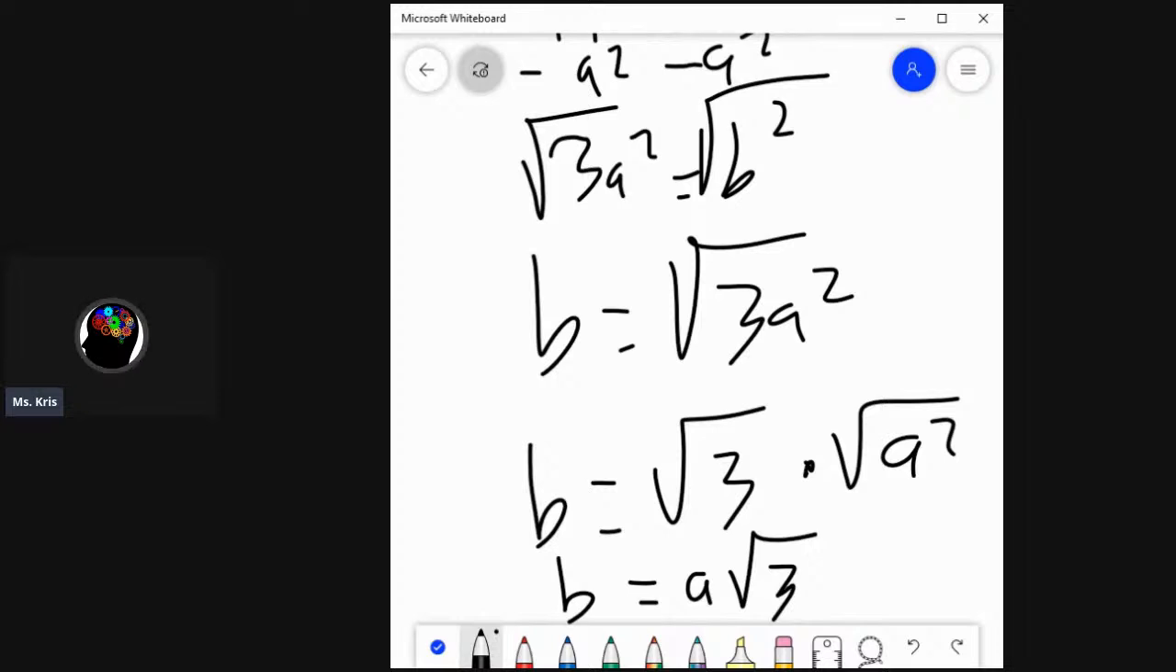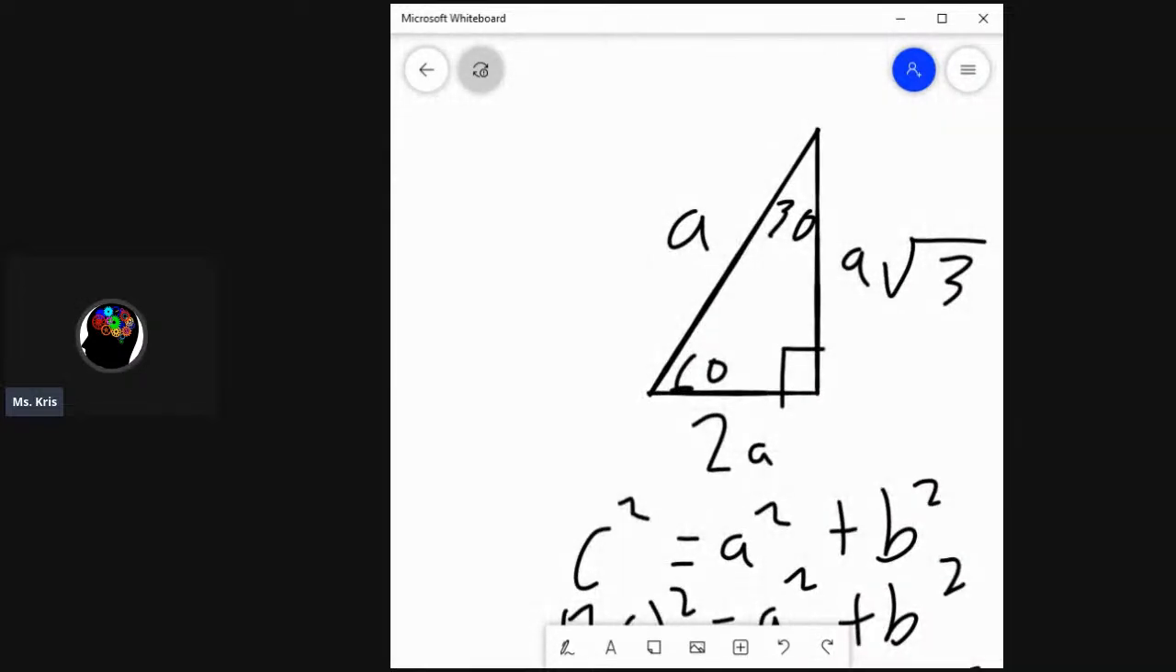And let me fix this right quick. Go back up this way. So I'm going to make sure that I write this correctly. So shorter leg, of course, is A. Hypotenuse is twice of A. And the longer leg is the square root of 3 of A. So with those two added together, they should give you your hypotenuse.